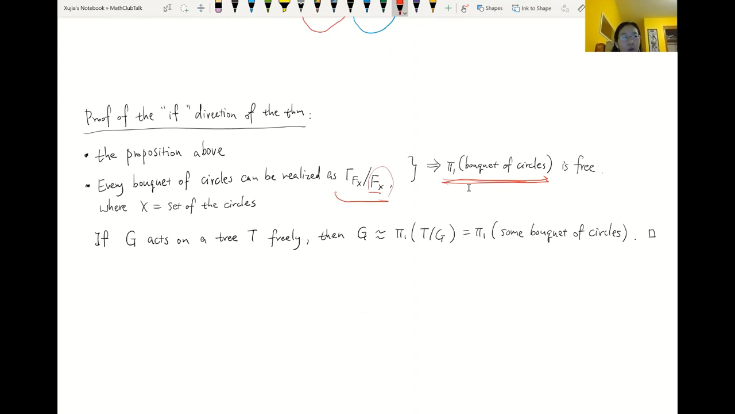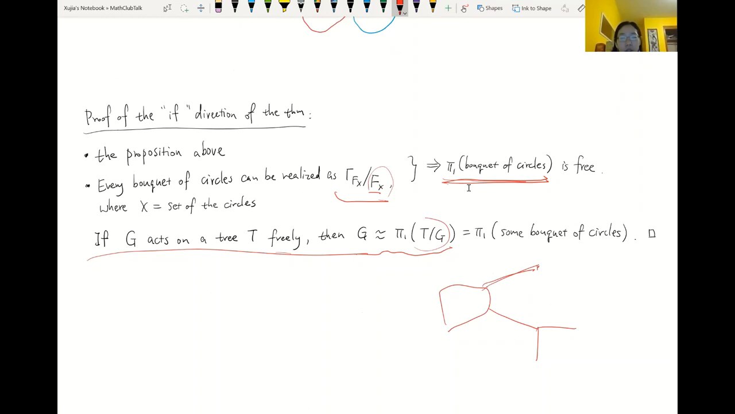Why? Because by the proposition above, G is isomorphic to the fundamental group of this quotient. But this quotient is some graph. I don't know what it is, it's some graph.